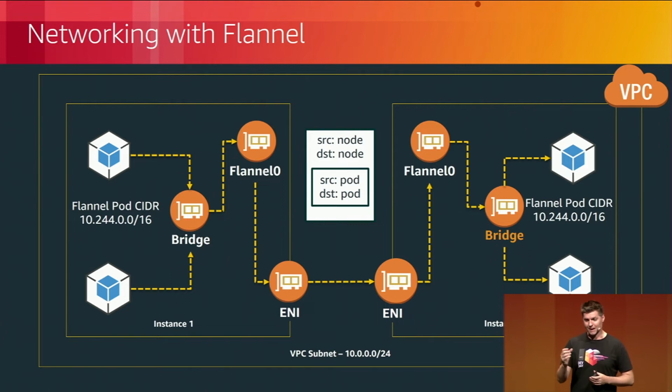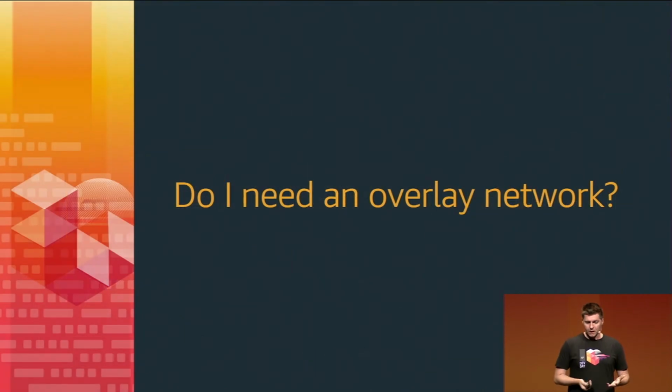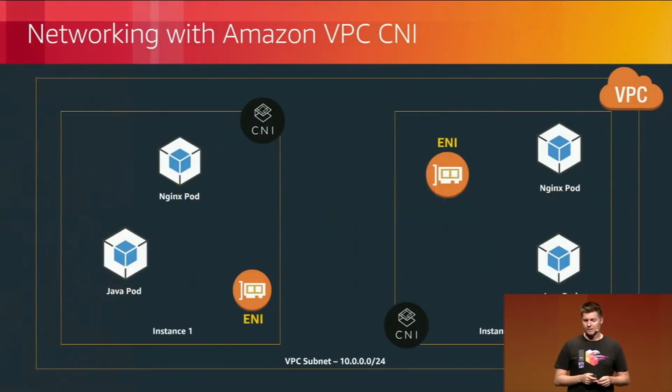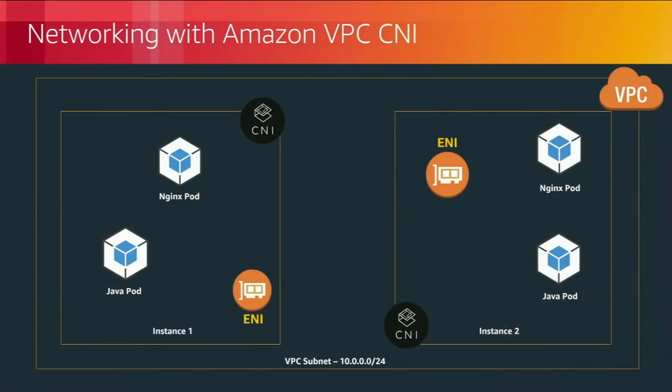I mentioned encapsulation, and encapsulation incurs some performance penalties. There's lots of CPU cycles associated with encapsulating and de-encapsulating packets, so this is something to be mindful of. Do you need an overlay network? Not necessarily. I mentioned we've been developing our own capability in our own CNI plugin, and this is the Amazon VPC CNI plugin that we've developed in conjunction with the launch of EKS.